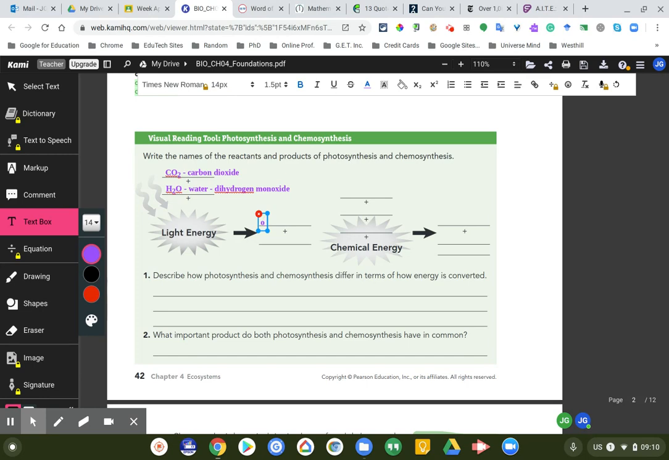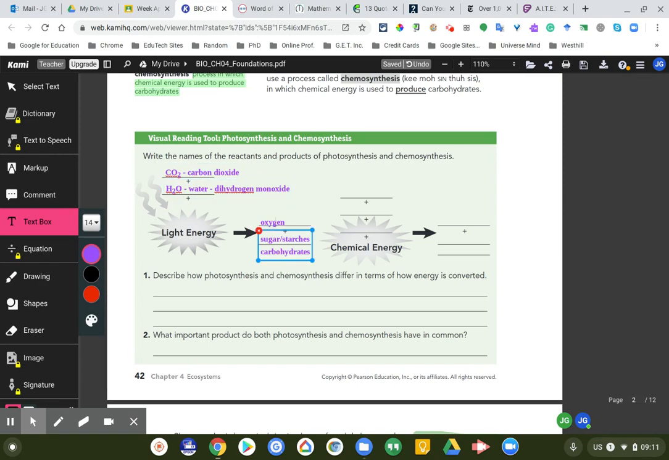Oxygen, and what else do they help us create? Oxygen and sugar, like bold sugar, or starches, also known as carbohydrates. Okay, so that's what we know.